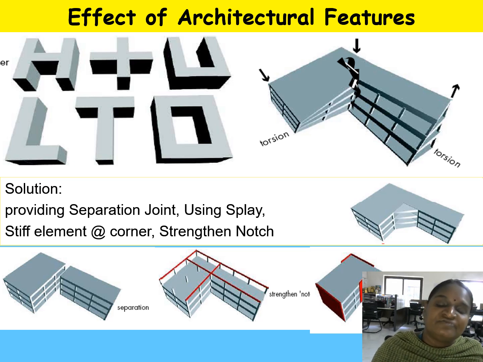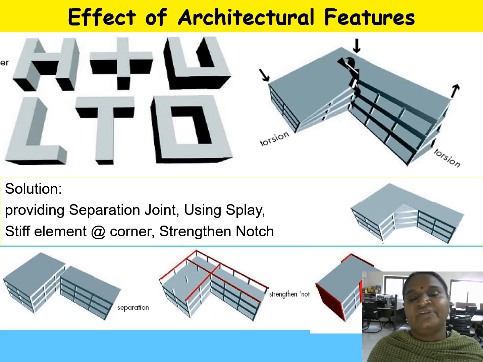Sometimes, if we have a plan like this, then you have to separate it. What is the solution for all these H type structures, plus, L, T, and hollow sections? In this case, you have to provide a separation joint, like here you provide a separation joint, and then this building will act separately, and this building will act separately. Otherwise, you have to strengthen this part, so it should be a stiffer element. If you provide a shear wall like this, then no torsion will occur.